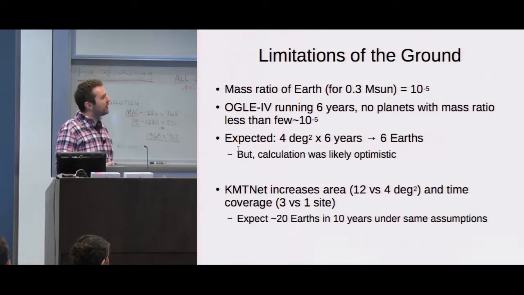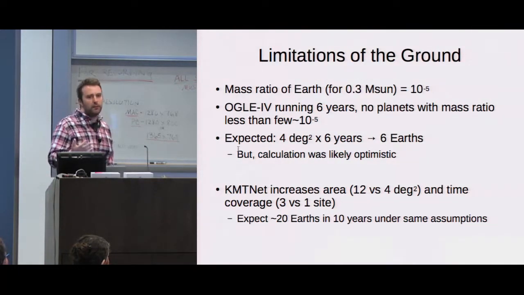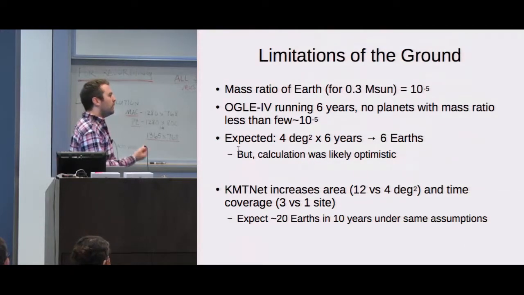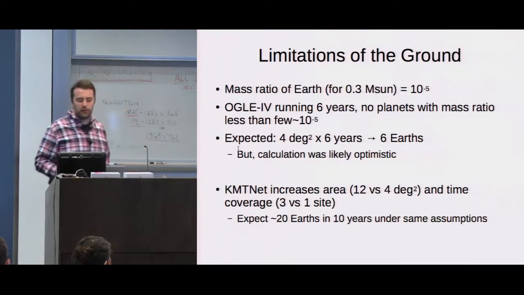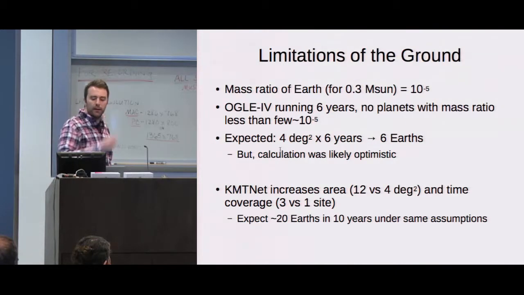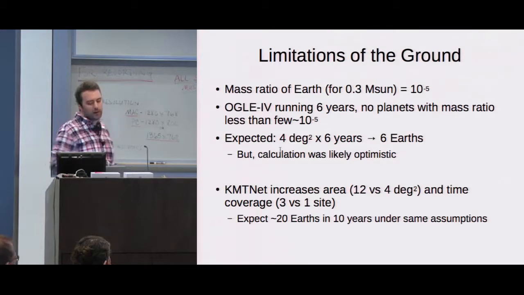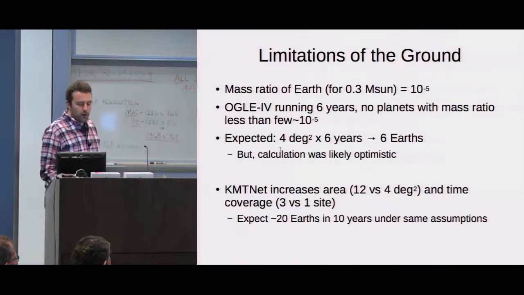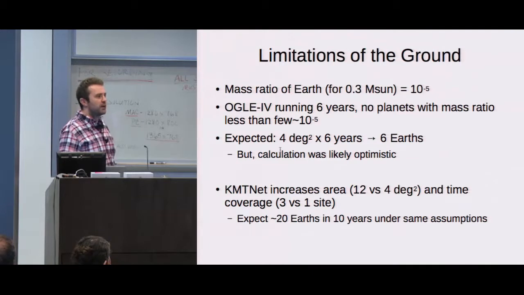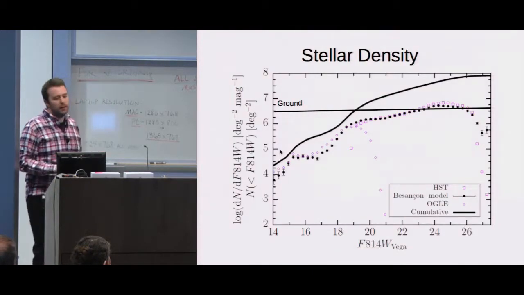The KMTNet survey is an improvement on OGLE in terms of area that it covers, and it also has telescopes at 3 different sites rather than just 1, so it can get continuous coverage. And in that survey, you can maybe expect 20 Earths in a 10-year survey. Again, this is order of magnitude. There's a paper by Calen Henderson that does actual simulations of this, and I think the number he comes up with is 50, but I could be misremembering that. So how do we improve on this?